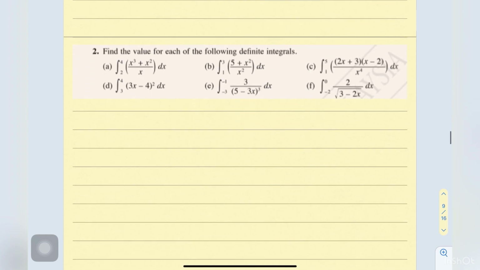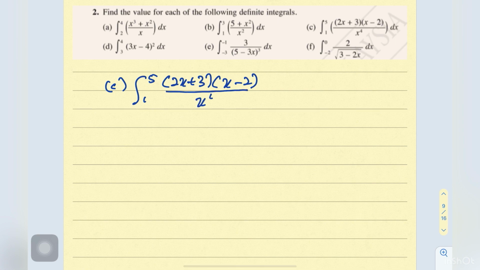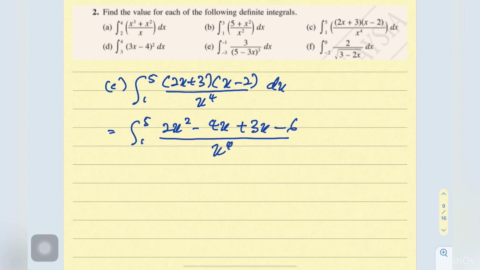Okay, next question C. Quite long. So from 1 to 5, 2x plus 3 times x minus 2 over x to the power of 4. Then we expand first. Here we get 2x squared minus 4x plus 3x minus 6 over x to the power of 4 dx.